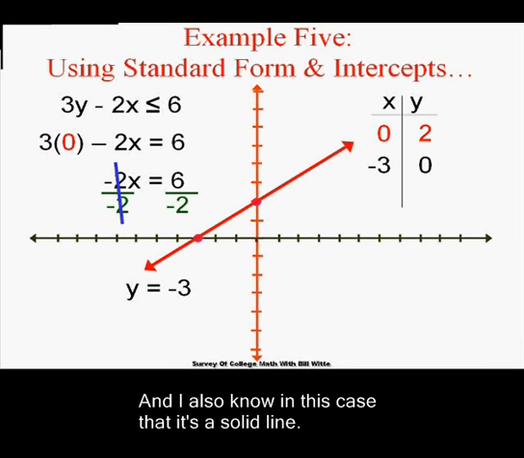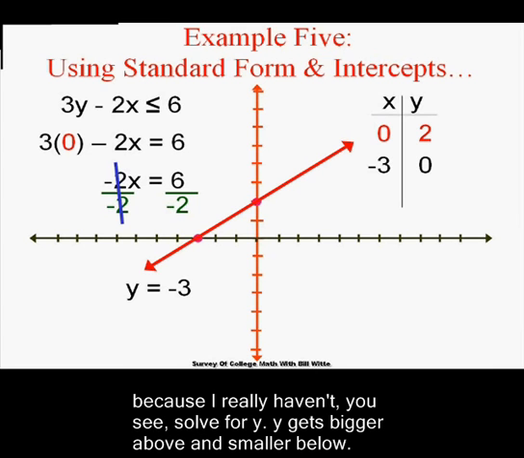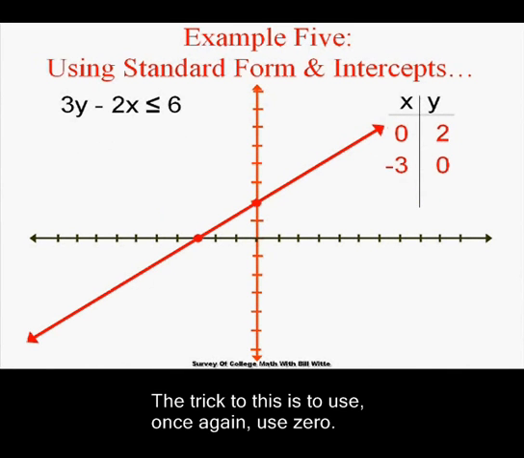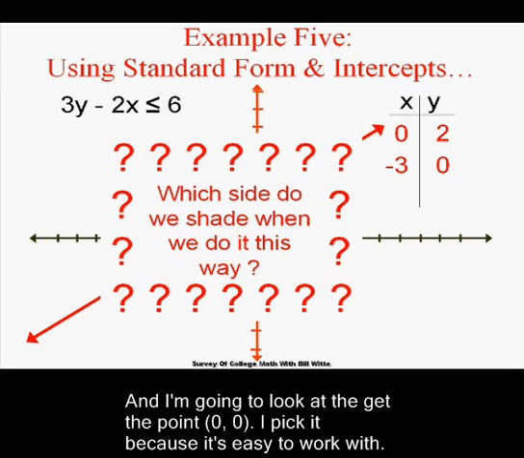The hard part, when I do it this way, is deciding do I shade above or below. Because I really haven't, you see, solved for y. Y gets bigger above and smaller below. The trick to this is to use, once again, the 0 trick. Now what am I going to do? I'm going to look at the point. I'm going to shade one of these sides. Look at the point 0, 0. I picked 0, 0 because it's easy to work with.